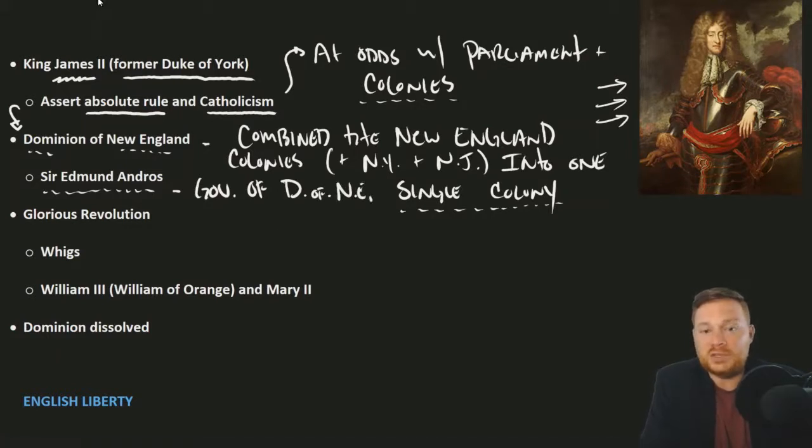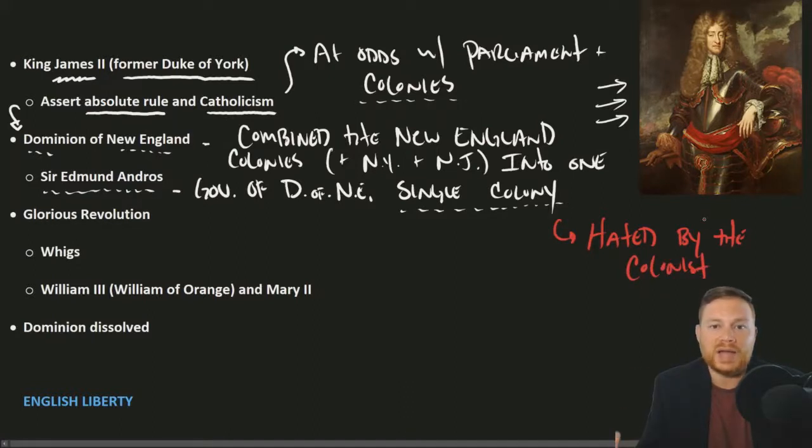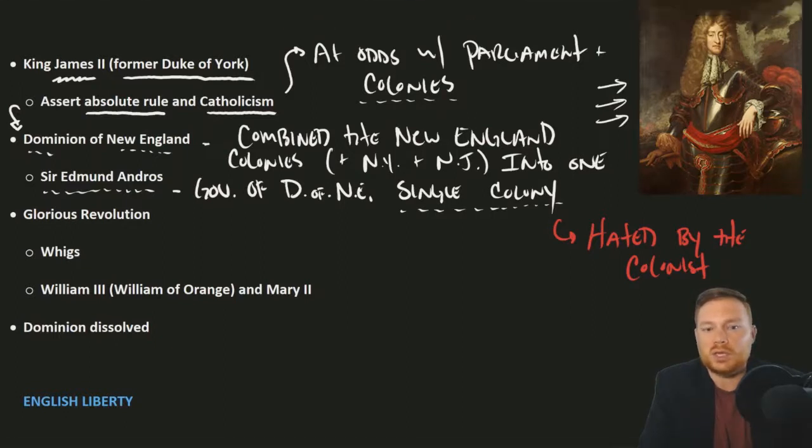And this was, as you might imagine, let's actually use stronger language here, not just not well liked. We'll actually say this was hated. Use red here because the colonists were seeing red. Hated by the colonists, right? They wanted their own political power back. And so the colonists, especially in New England, became, you could say, enemies of James.